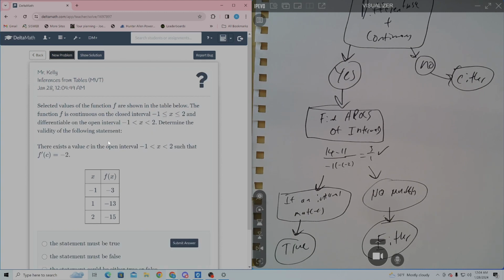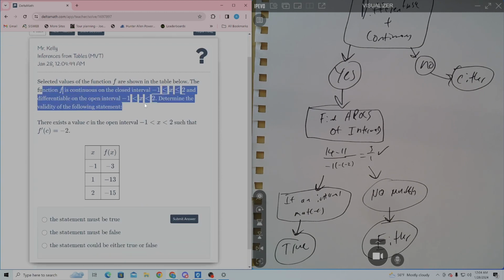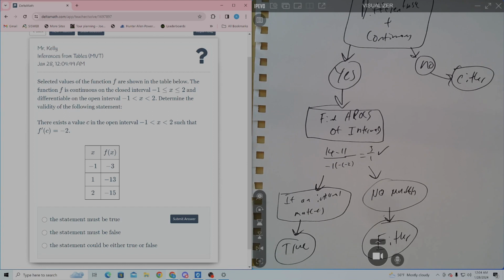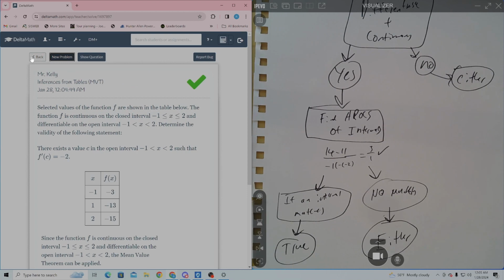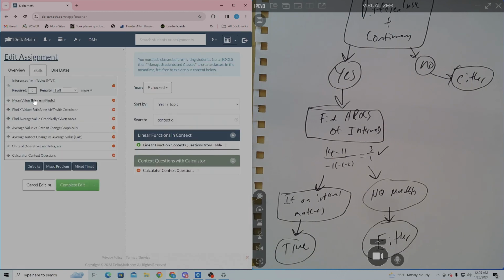Do we need to do more? This is the same thing. Okay, you got the gist of it. -2. Yeah, it's true because this is -2 right here. It's over 1 down 2. It's true. Yep. Okay. So whatever you do, understand it before you do it.